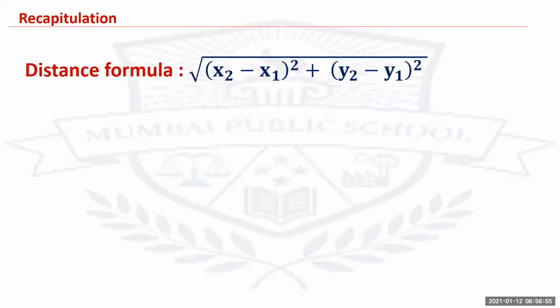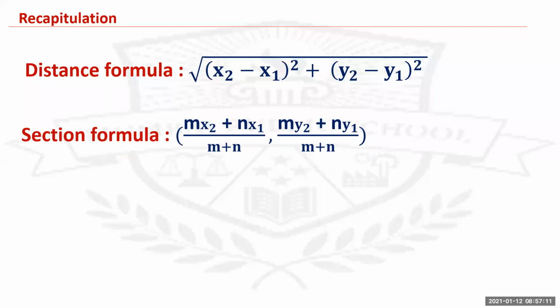Distance formulas. See, you have to learn by heart all these formulas. You have to go through all these formulas because this chapter is based on formulas. Your distance formula is given by under root of (x2 minus x1) the whole square plus (y2 minus y1) the whole square. Section formula: (mx2 plus nx1) upon (m plus n) for x coordinate and for y coordinate (my2 plus ny1) upon (m plus n).